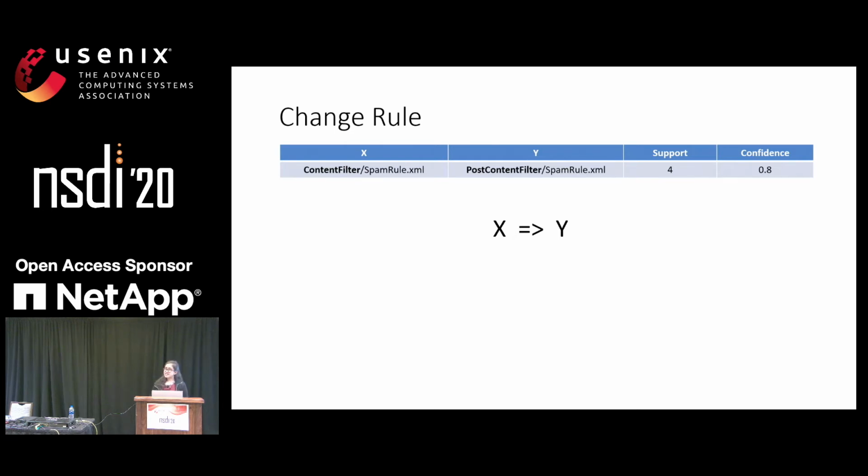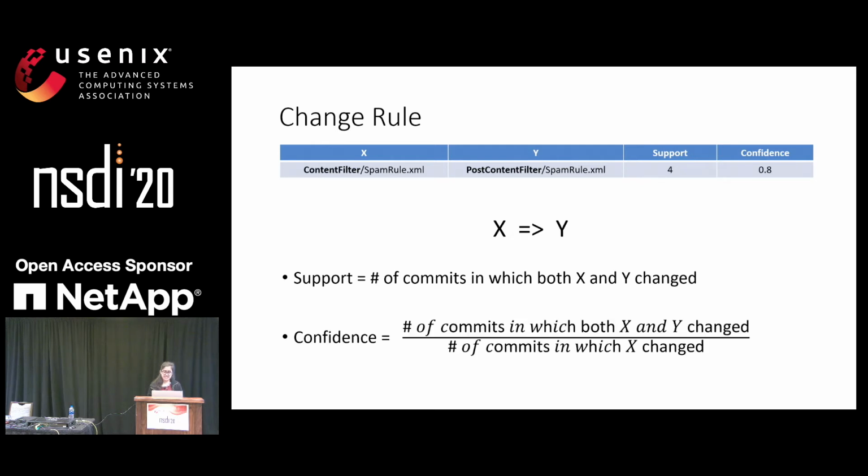Each rule has two additional parameters called support and confidence. Support is essentially the frequency, or the number of commits in the past, where both files X and Y changed together. And a confidence value of 0.8 here means that out of 100 commits where file X was changed, in 80 commits, file Y was changed along with X.